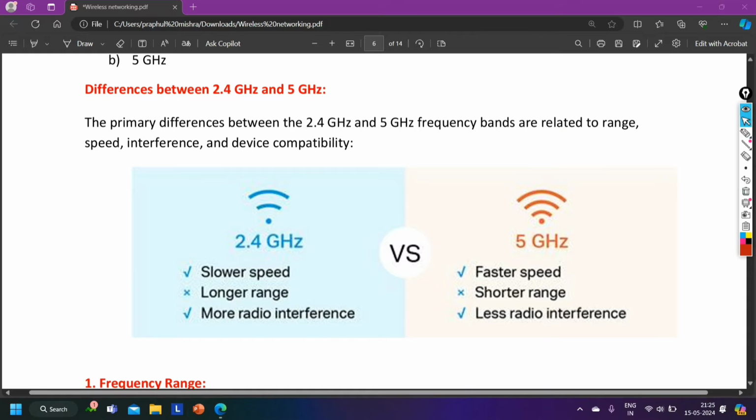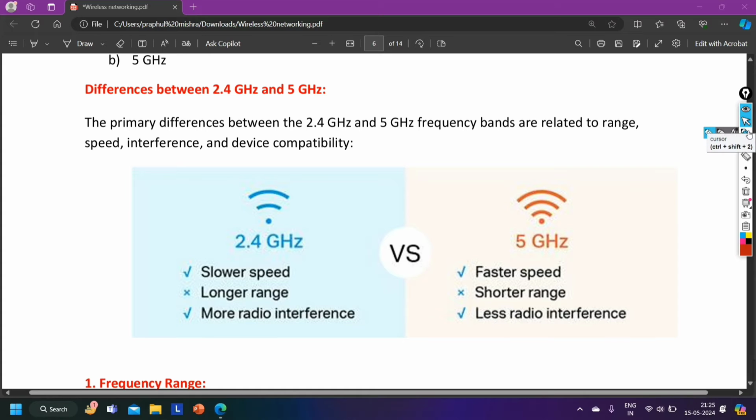We also saw the difference between 2.4 and 5 gigahertz frequency. Like 2.4 gigahertz is slower than 5 gigahertz, but under 2.4 gigahertz we will have a large coverage area as compared to 5 gigahertz. Here we have more radio interference under 2.4 gigahertz, and here we have less radio interference. A 2.4 gigahertz signal can cross the wall, but a 5 gigahertz frequency cannot cross the wall easily, right? So these are the basic differences between 2.4 and 5 gigahertz.